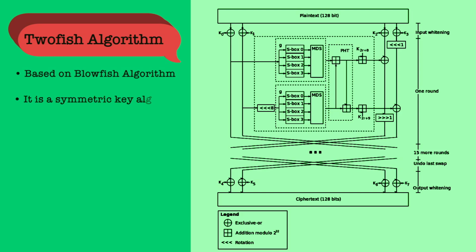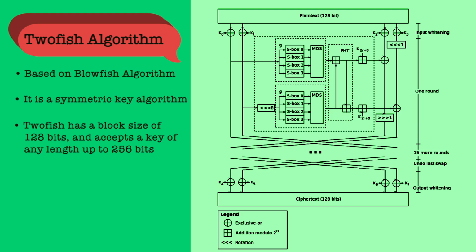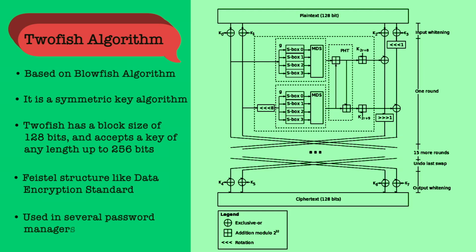It is a symmetric key algorithm, a block cipher based algorithm. For now, just understand that it uses a 128-bit block, and the key size can be 128 bit, 192 bit or 256 bit. So it is a popular algorithm which is essentially based on the Feistel cipher, which has 16 rounds of processing before encrypting your plain text. It is used in several password managers. We will see them in the next slides.